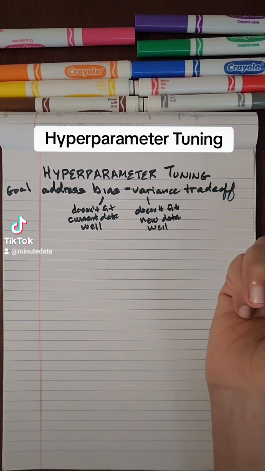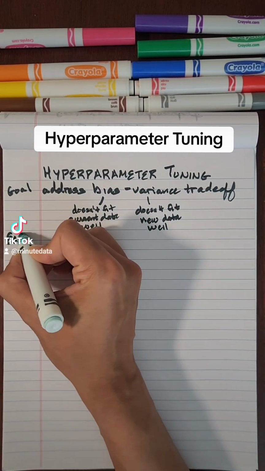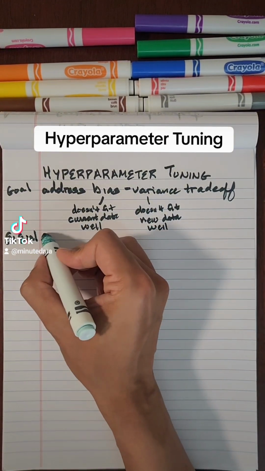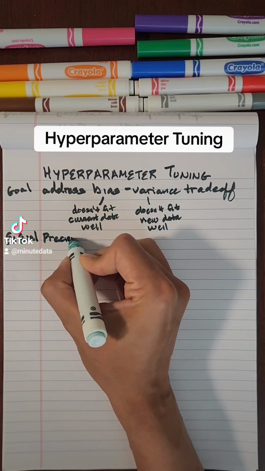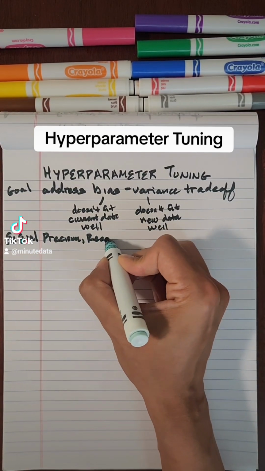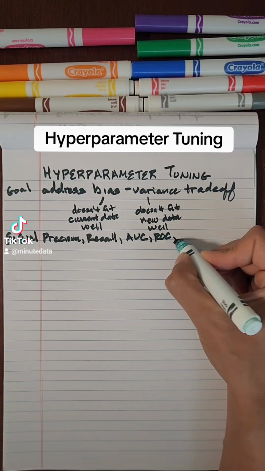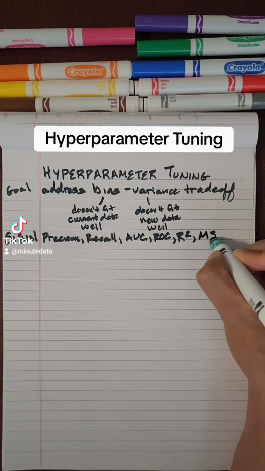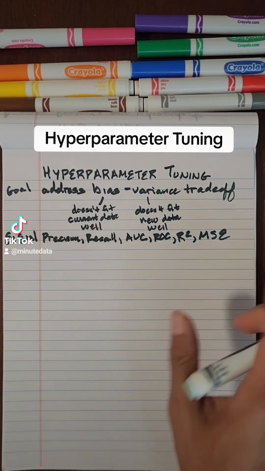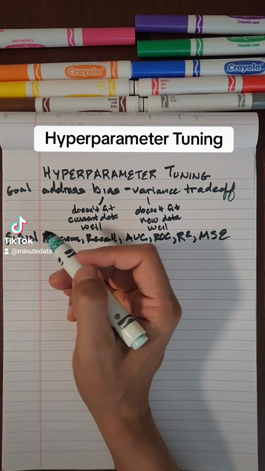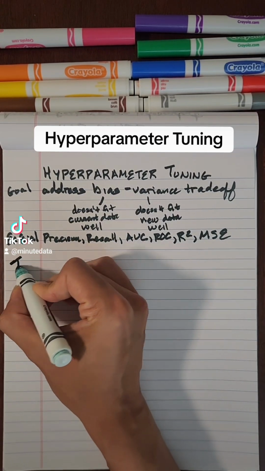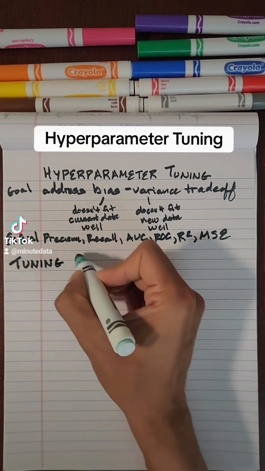So what are some evaluation metrics? Let's say, for example, evaluation metrics. You can think of it as precision, recall, AUC, ROC, what else? R squared, mean squared error. Just some examples, so not necessarily a single one. You can use these in multiple settings. So let's now move on to tuning methods for your different hyperparameters.